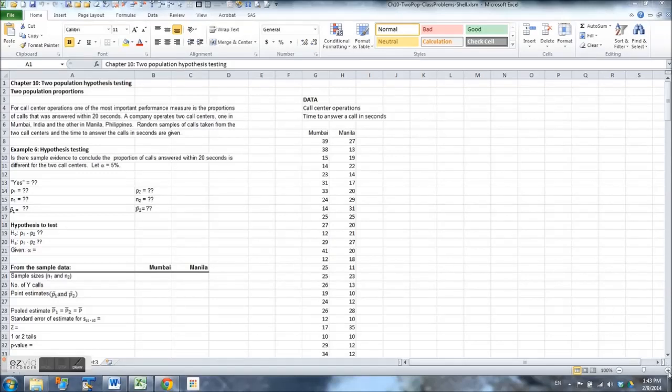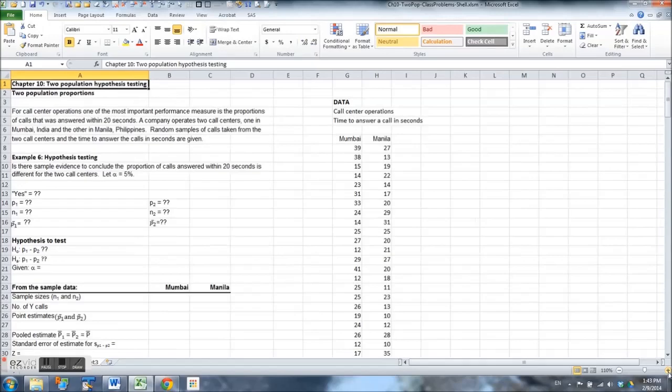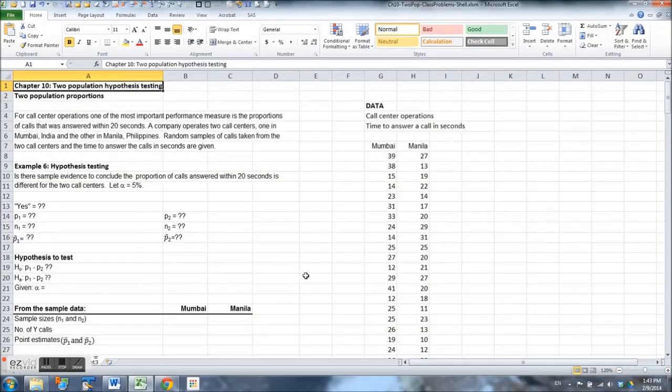This is the Excel example of confidence interval and hypothesis testing for two populations. The parameter being two population proportions. So here is the data, and this data is about call center operations, the time taken to answer a call in seconds. So we have two call centers, one in Mumbai and another in Manila, and randomly selected phone calls and how long did it take for an operator to answer the calls.